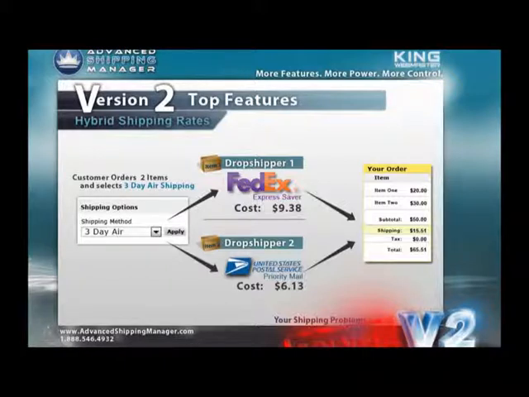So as you can see here, $9.38 plus $6.13 gives a total of $15.51, which is an accurate rate as opposed to just showing only FedEx rates for the entire order or only UPS rates for the entire order.